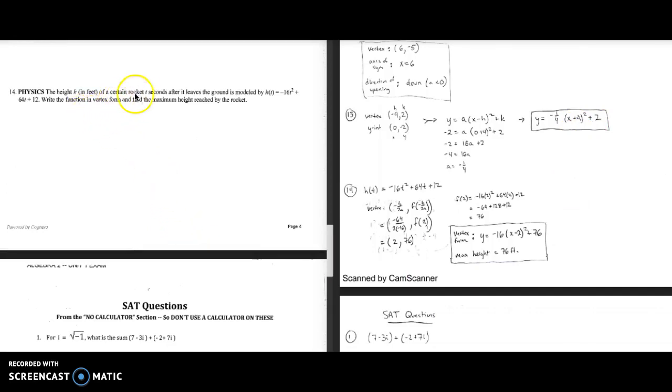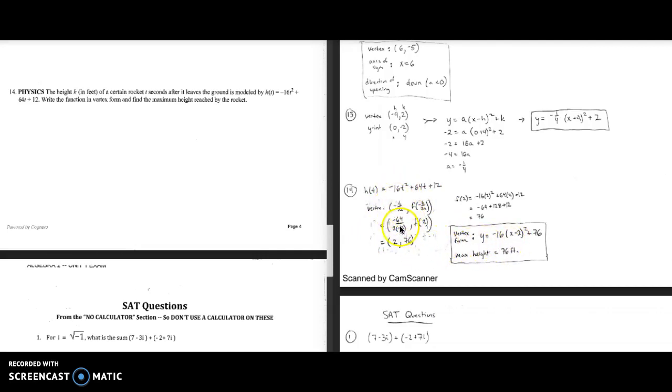Question 14. The height of a certain rocket t seconds after it leaves the ground is modeled by this equation. Write the function in vertex form and find the maximum height. The way you put something in vertex form is by completing the square. So you can see over here that I essentially found the vertex. Finding the vertex is another way that you can put something in vertex form.